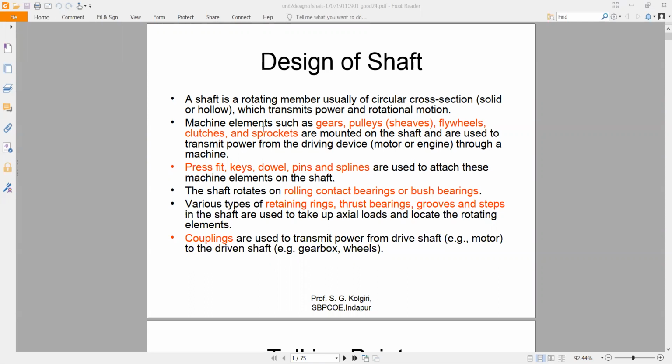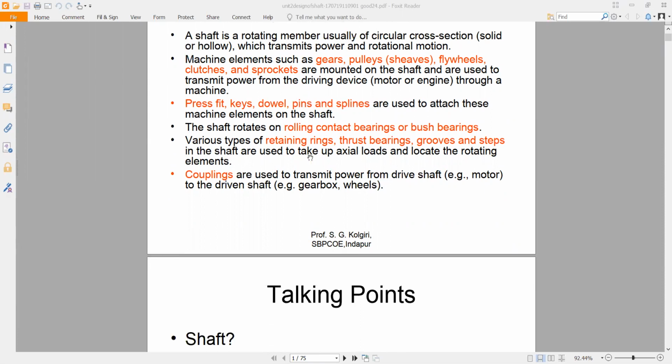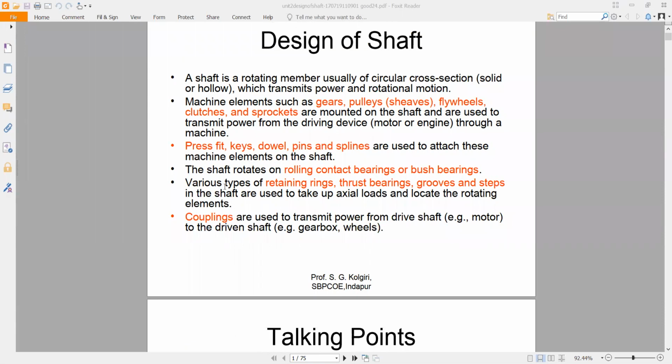Normally the machine elements, the gear, pulley, and so on, are mounted on the shaft used to transmit the power, or to connect the motor or engine to the machine. The key, the pin is used to attach the machine element to the shaft. So the shaft is actually just one hollow or solid circular cross-section.